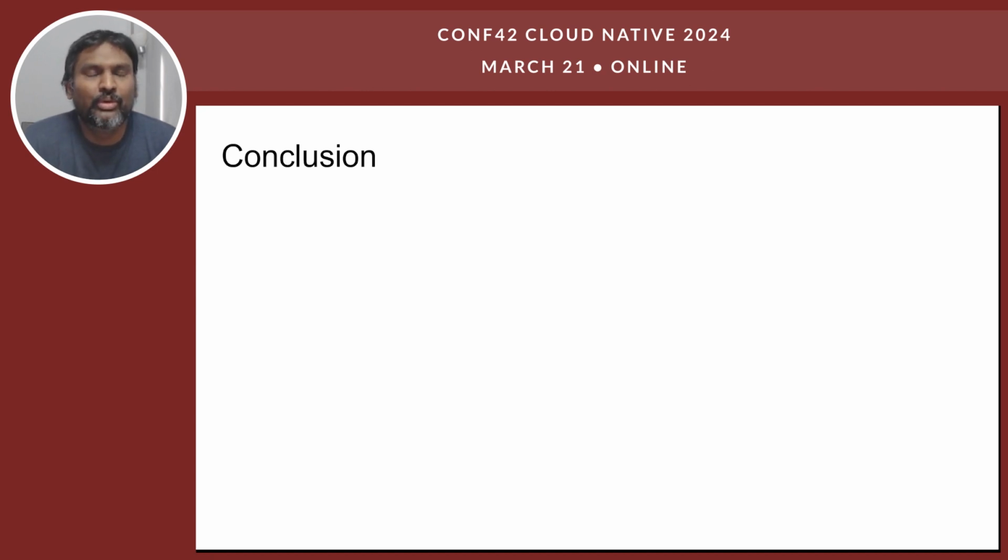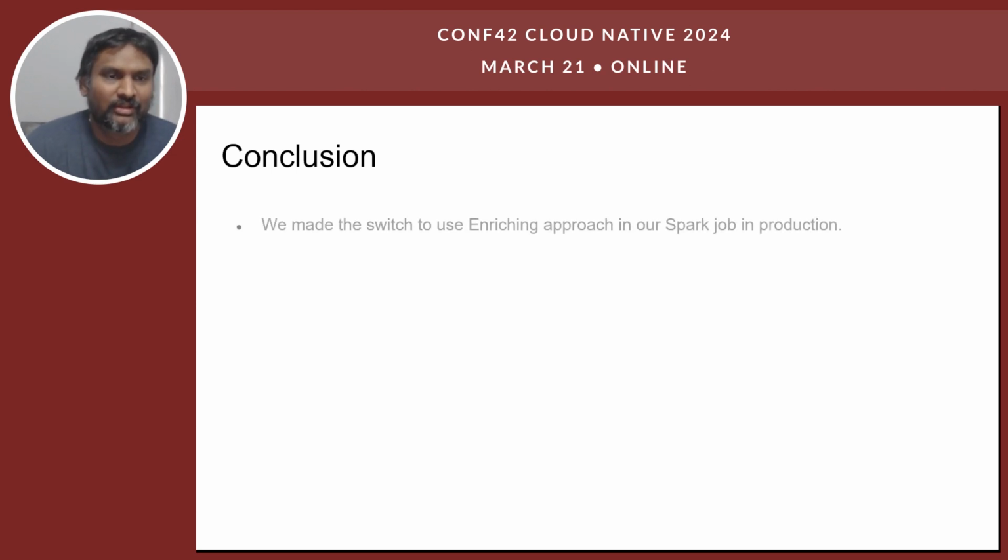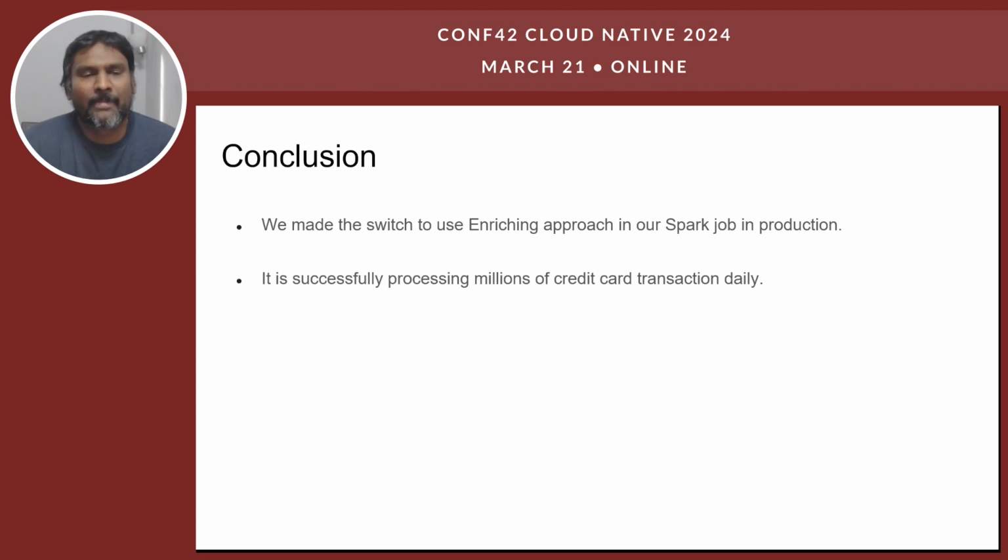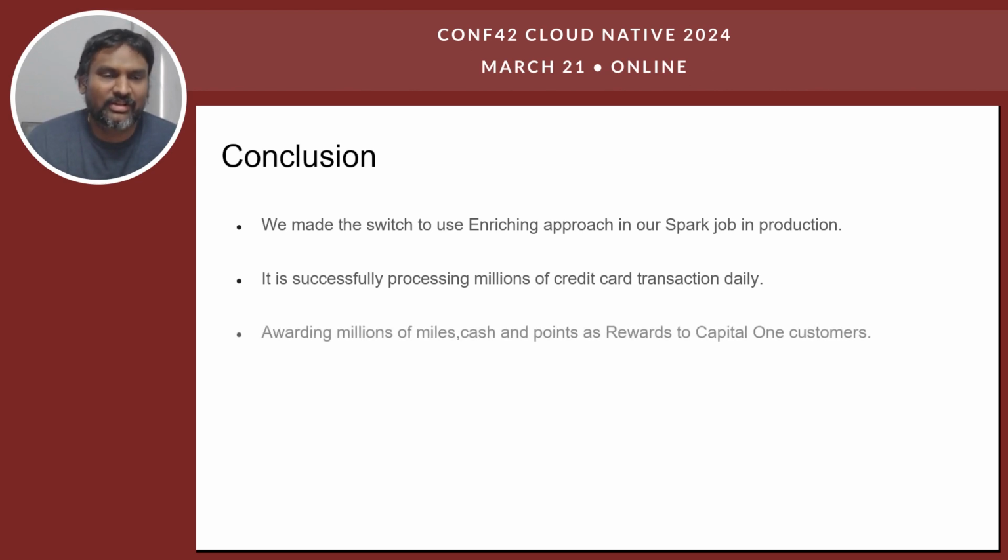Cool, you all got some comparison details between two Apache Spark based design patterns, and you may be able to make some informed decisions on which one fits your use case. We made the switch to the enriching the data approach in our production after we went live with the first version using filtering in the initial days. And that enriching approach is what is successfully running in production and processing millions of credit card transactions daily. And that's what provides all our customers with millions of cash, card and miles.